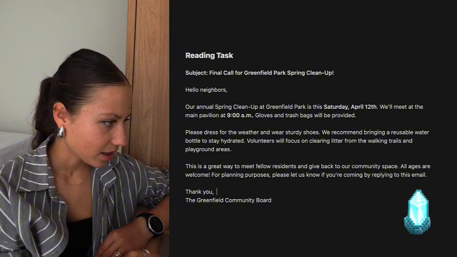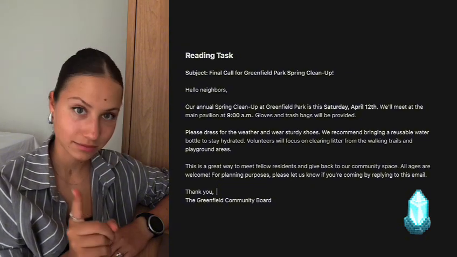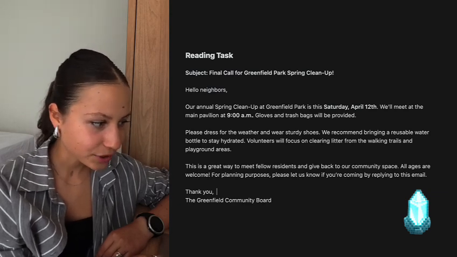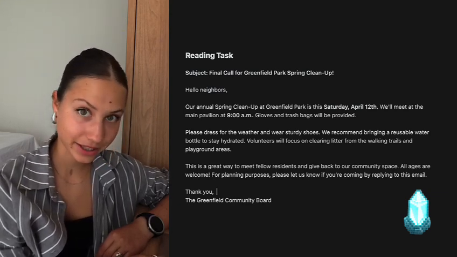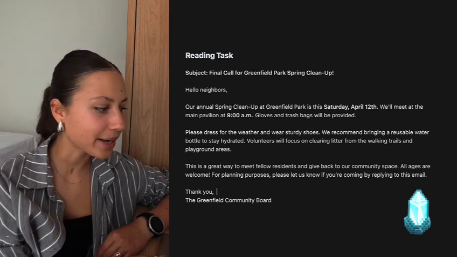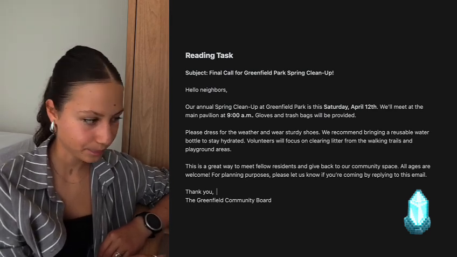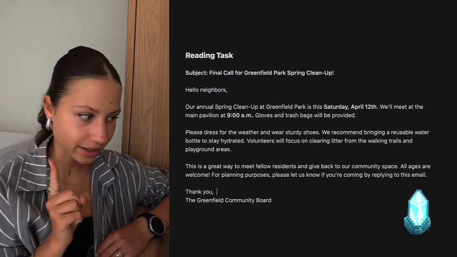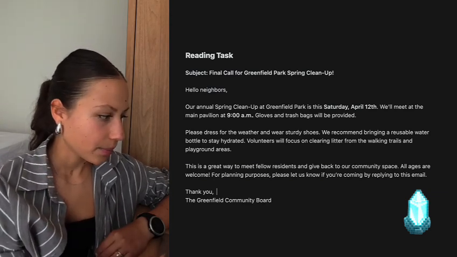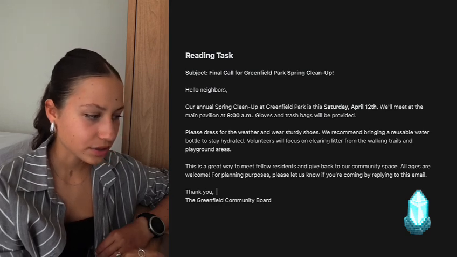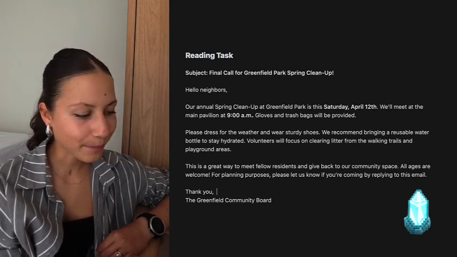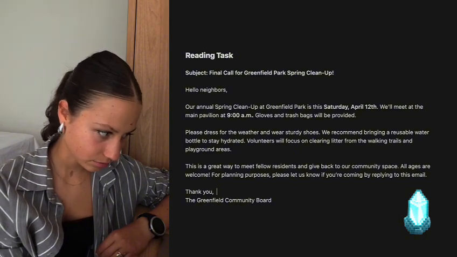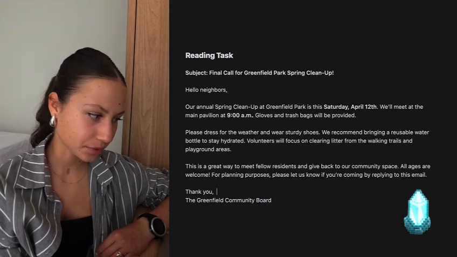Hello neighbors, our annual spring cleanup at Greenfield Park is this Saturday, April 20th. We will meet at the main pavilion at 9 a.m. Gloves and trash bags will be provided. That's important, gloves and trash bags. Please dress for the weather and wear sturdy shoes. We recommend bringing a reusable water bottle to stay hydrated. Might be important as well.